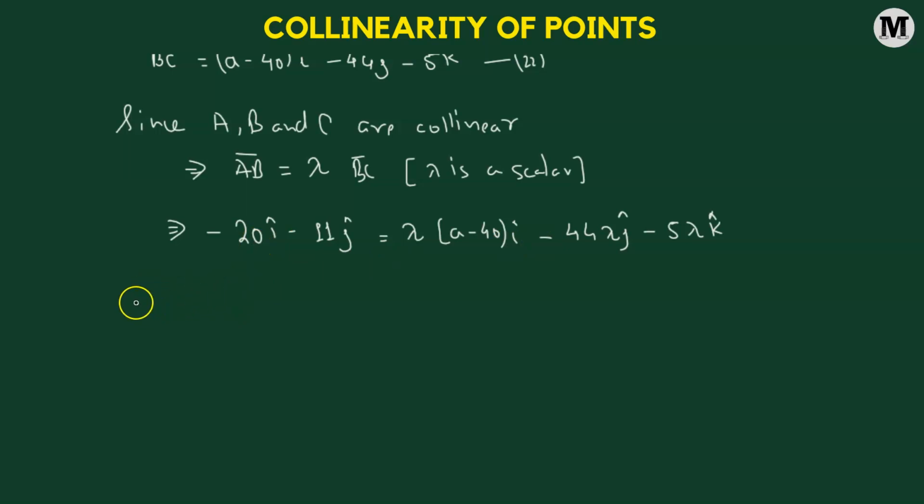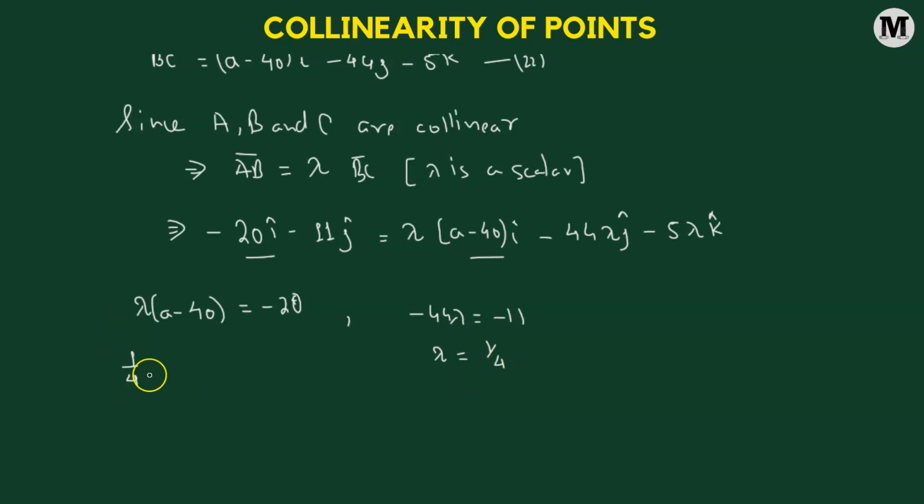On comparison, we get lambda times a minus 40 equals negative 20, comparing the components of i cap from both sides. And we have negative 44 lambda equals negative 11. There is no k component on the left hand side, so negative 5 lambda is simply equal to 0. We don't have to worry about it. So here we have lambda equals 1 over 4. Now we have the value of lambda, so let's substitute it here.